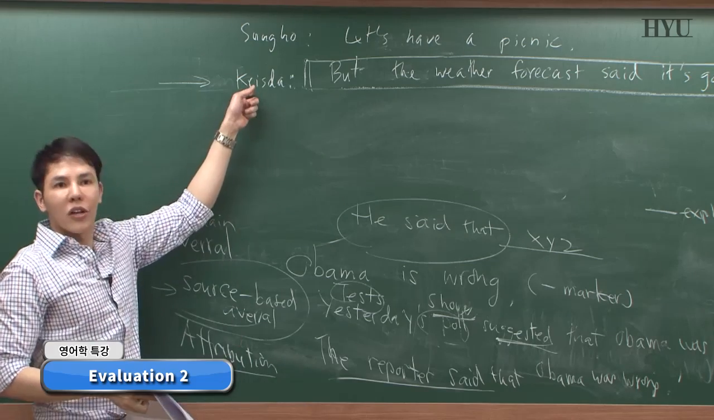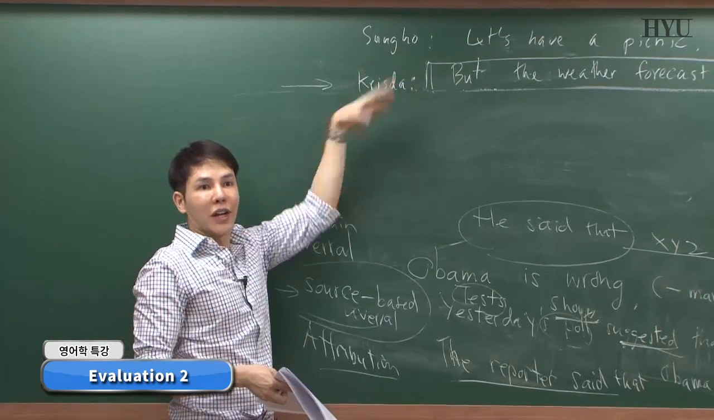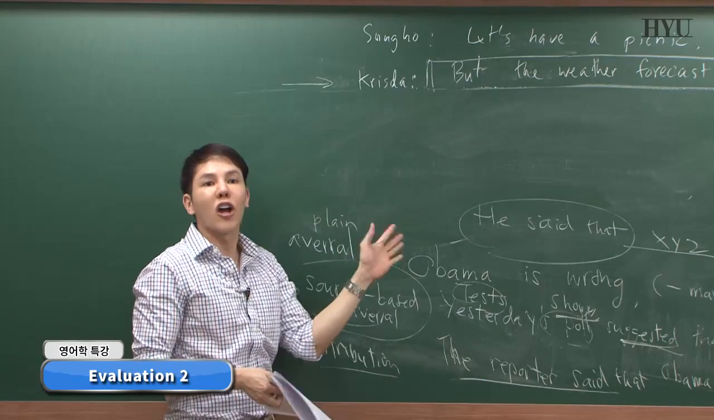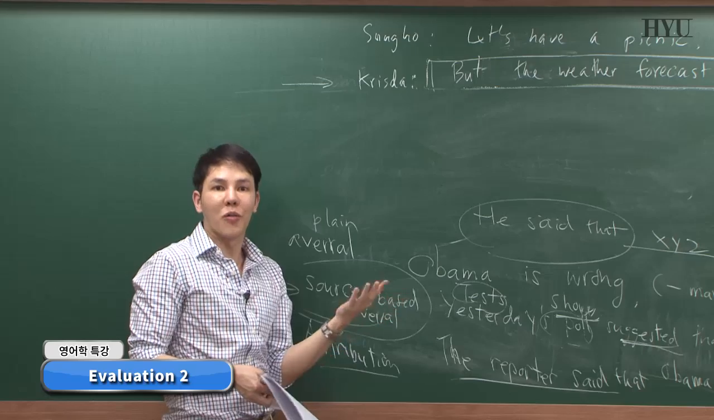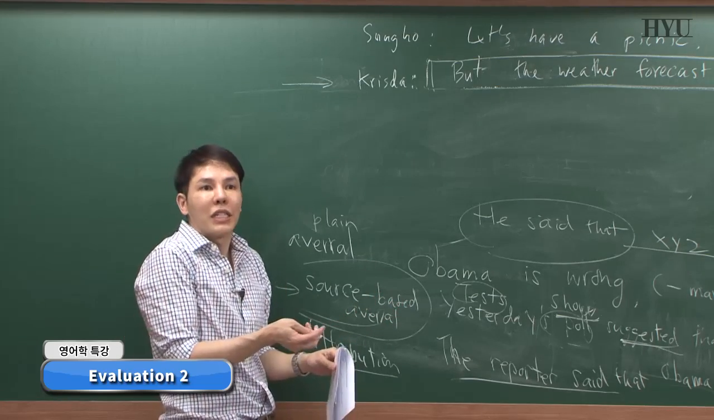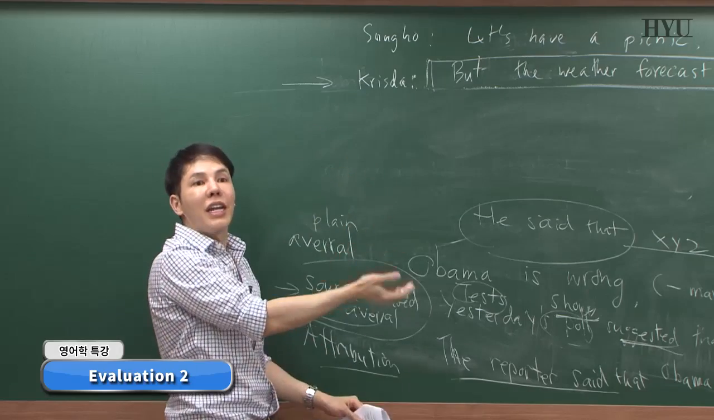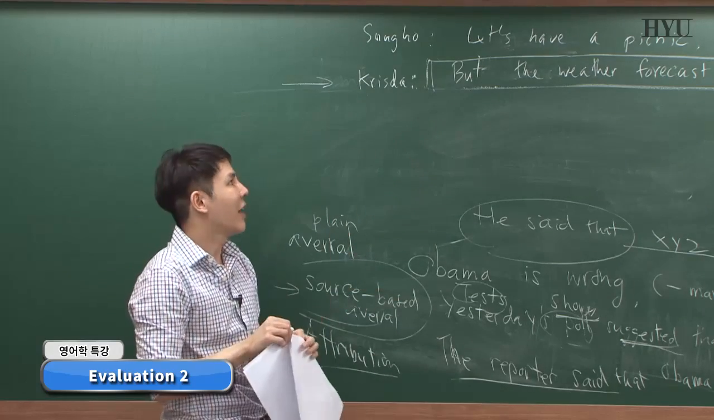Now, what is Krista doing here? Krista is suggesting to Songho, implicitly, that let's not go, right, because it's gonna rain. That's how we normally interpret the sentence, right? So it's not a good idea, in other words. So Krista is saying it's not a good idea to go picnic today because it's gonna rain, like that, right?